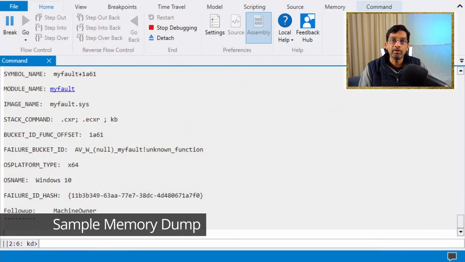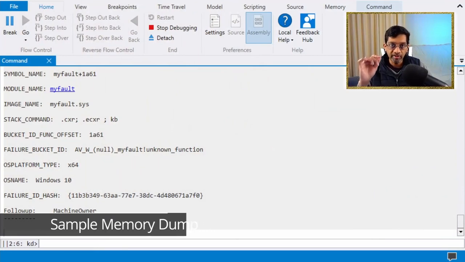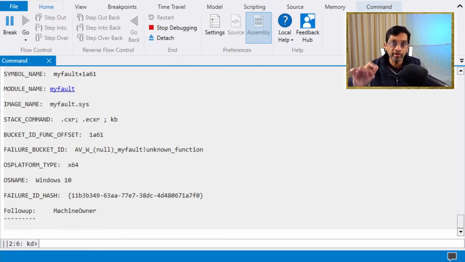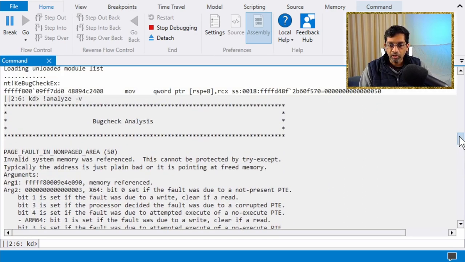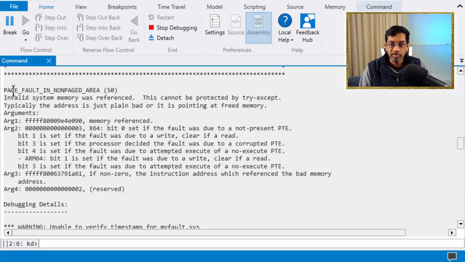Let me explain a bit more about page fault in non-page area by switching to an instance of WinDbg in which I've already opened a blue screen memory dump, and I've already run analyze minus V. Let me scroll up the list over here to go to the exception record. The exception record for this memory dump is page fault in non-page area. The exception record lists out a few arguments. The first argument is the memory being referenced, and the other arguments are the metadata about the memory being referenced. This particular exception can be a software exception, but most likely is a hardware exception.